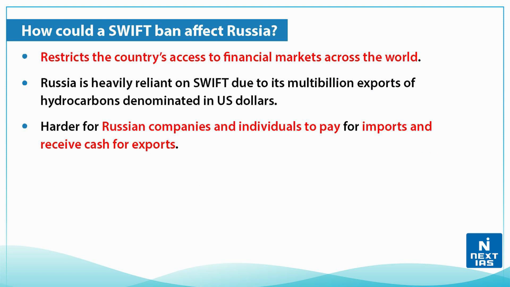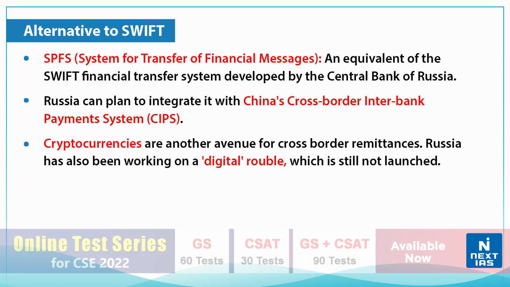Now let us understand how a SWIFT ban could affect Russia. Firstly, it restricts the country's access to financial markets across the world. Russia is heavily reliant on SWIFT due to its multi-billion exports of hydrocarbons, which are denominated in US dollars. Therefore, it is harder for Russian companies and individuals to pay for imports and receive cash for exports. So now, what is an alternative to SWIFT?